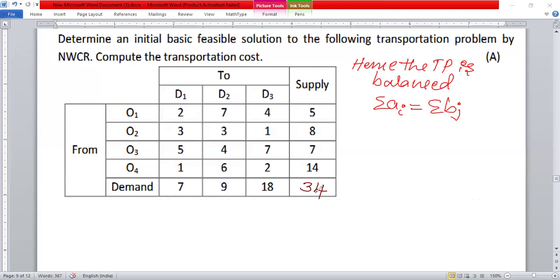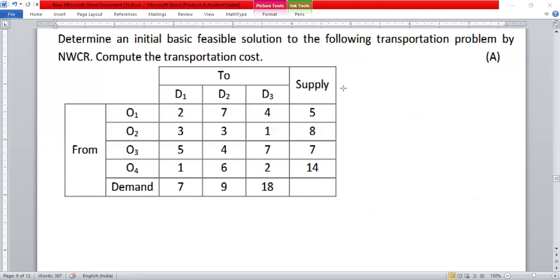And remember, I told you already, in step number 1, we always start at cell number 1,1. And in step number 2, when the row becomes 0, we move on to the column. When the column becomes 0, we move on to the row. So simple: row 0 happens, we move to the column. When column 0 happens, we move to the row. So let's see. We are going to start.